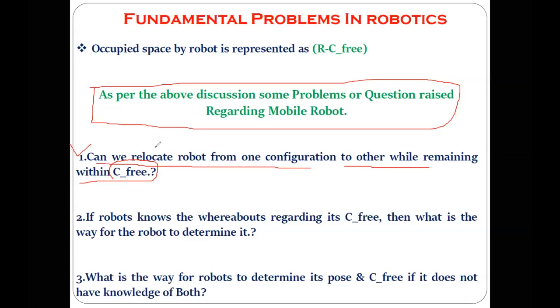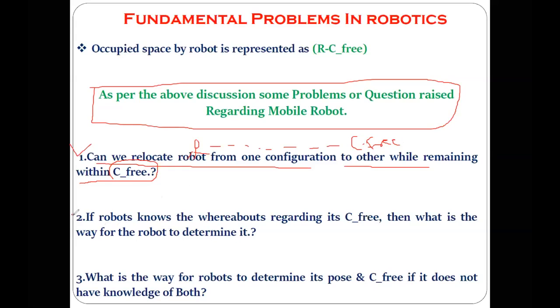What is the meaning of this first question? Change position of the robot. So, can we take the robot from one point to another point in the given space? Can we move it from one position to another position, where the other position should also be free? Is it possible? This is the important question that arises. If it is possible, then how?